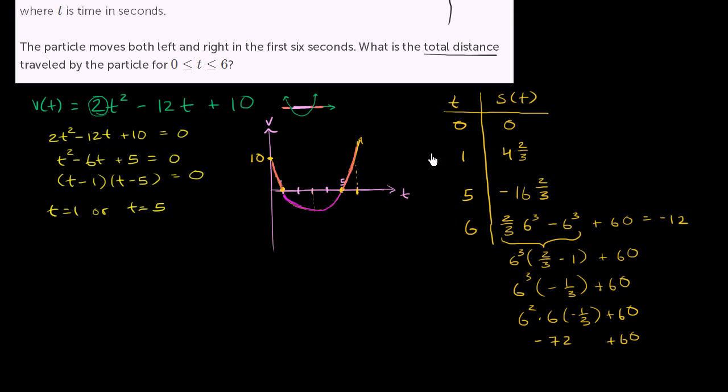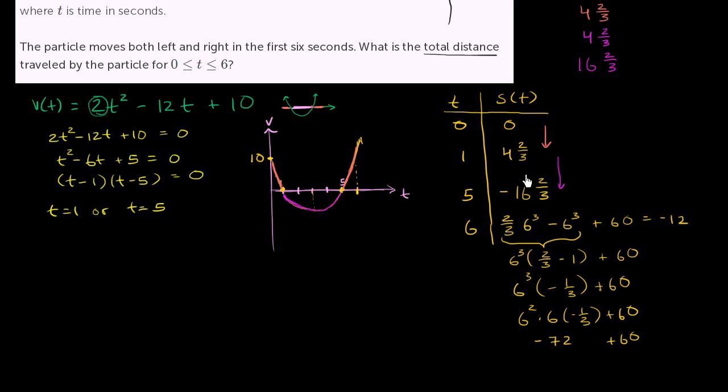So now we just have to think, how far did it travel? Well, it starts traveling to the right. It's going to travel to the right 4 and 2/3. And then it's going to travel to the left. To go from 4 and 2/3 to negative 16 and 2/3, you first travel 4 and 2/3 to the left to get back to the origin, and then you travel another 16 and 2/3 to the left. So this move is 4 and 2/3 to the left, followed by 16 and 2/3 to the left.